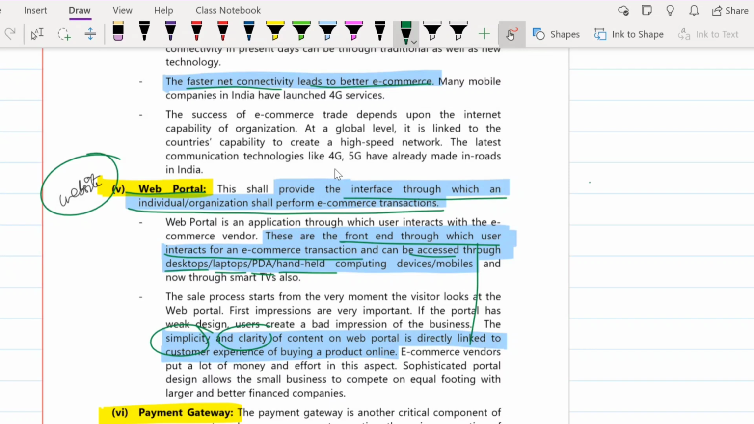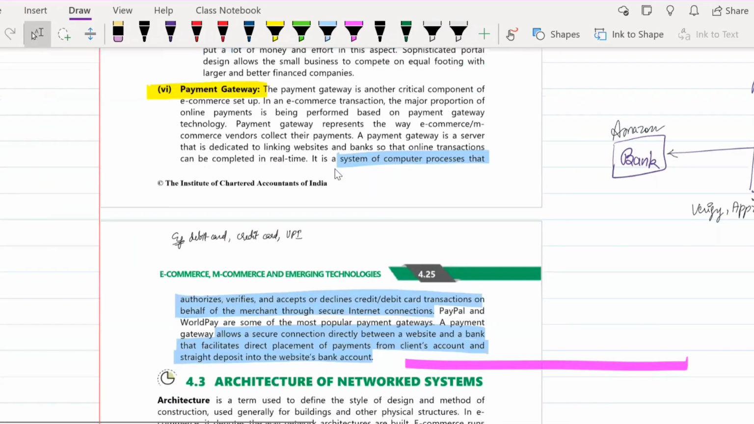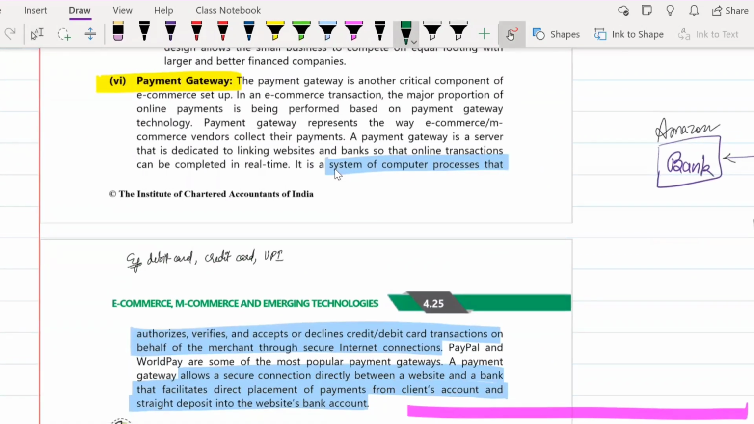And what will happen is this will directly improve the customer experience of buying a product online. So the better the customer experience is about a particular website, the more he'll be likely to visit it next time also. Okay. And then the final component of e-commerce business is the payment gateway.